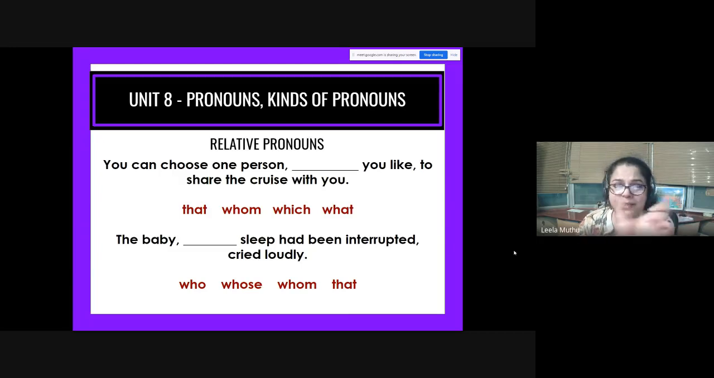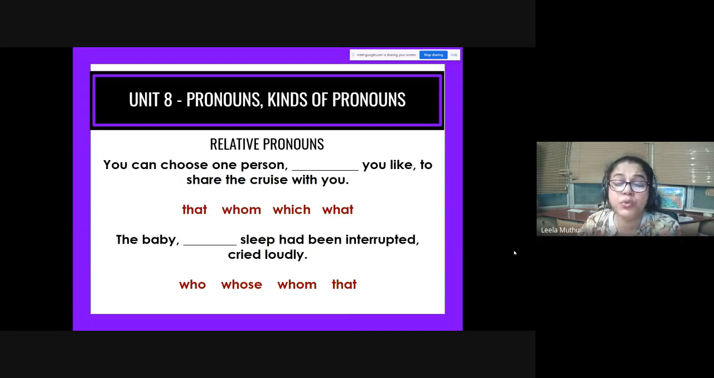So person is who? Who or whom, right? You can choose one person dash you like to share the cruise with you. Cruise is basically a vacation and a fun time you have on a ship. You go on a cruise. We don't use cruise with any other mode of travel. We just say a cruise on a ship, right?